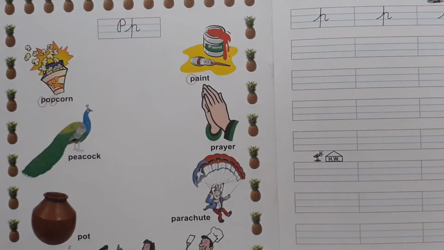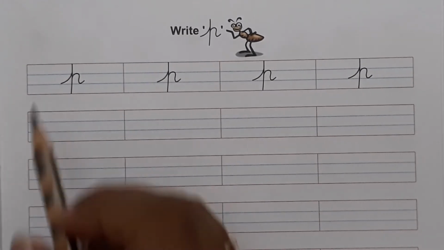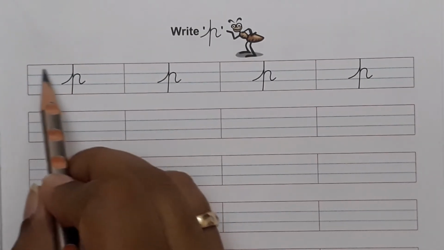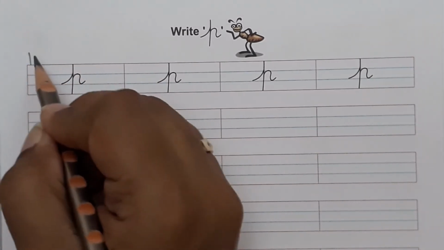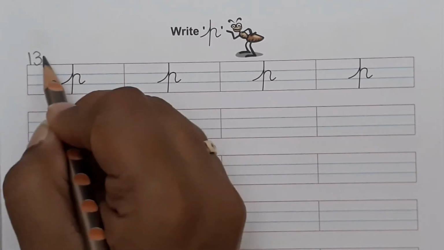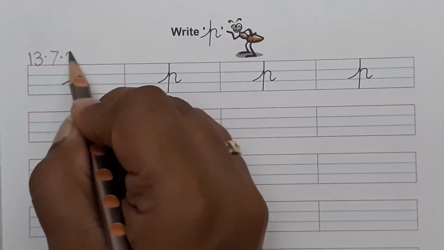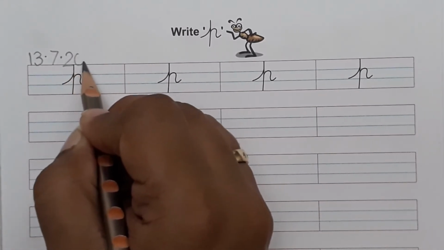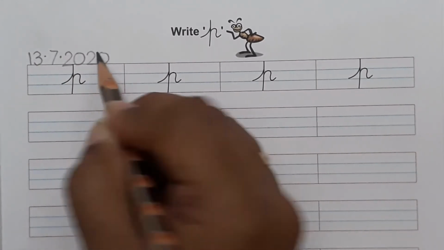Now let's see how to write letter P in cursive. So I begin by writing my date right on the red line, okay? So today's date is 13.7.2020. 2020. That is today's date. Look very carefully, children. How do we write letter P?